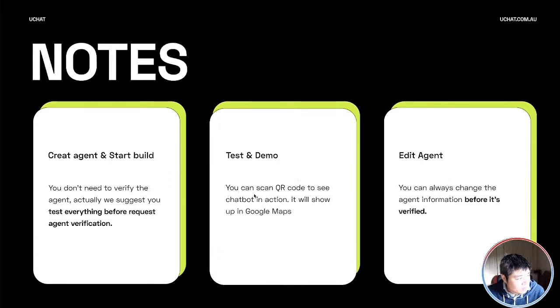The second point is you can scan the QR code and send the URLs to test. And the last is, before the agent is verified, you can always come back and change the agent information. You can change the logo, you can change the website, you can change the different type of business. You can choose local or non-local. Okay, so those are the steps.